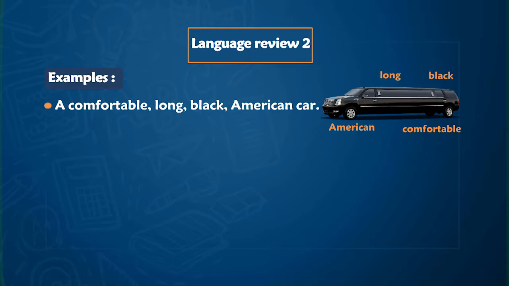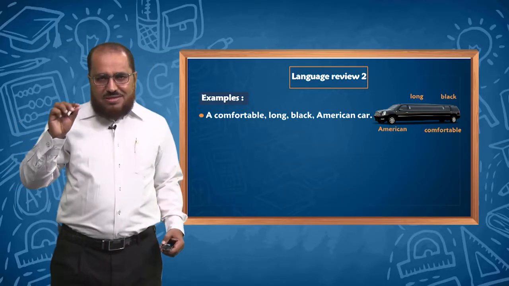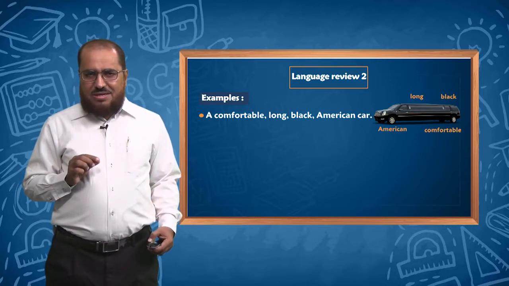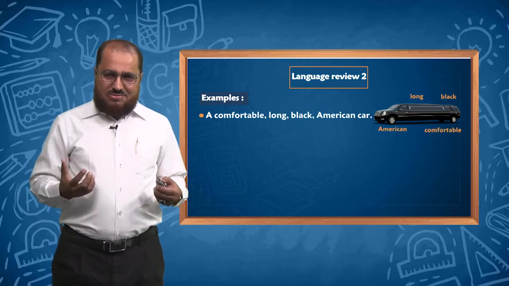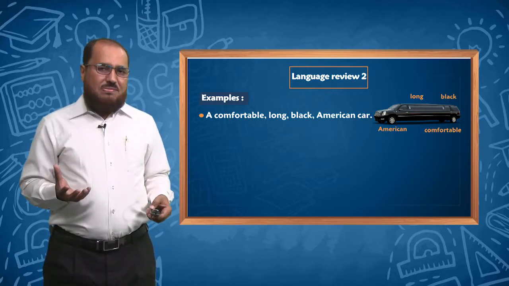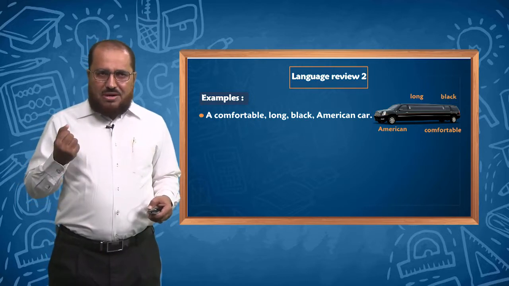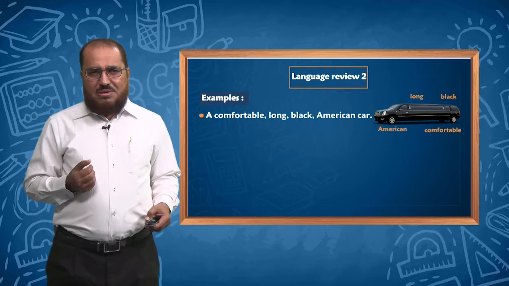And the picture is clarified by different adjectives. What car is it? With more than one adjective, you present a very good, a brilliant picture about the car. A comfortable, long, black American car. More examples.